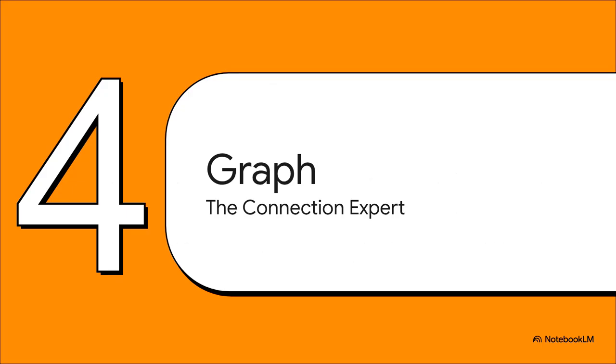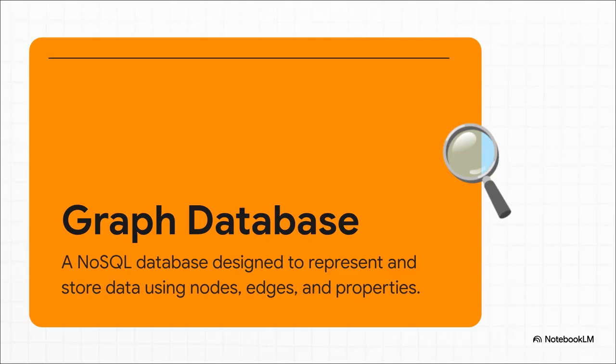Okay, our final tool is definitely the most specialized, and honestly, it might be the most interesting, the graph database. This tool, it's not really focused on storing the data itself, but on the relationships between the data. It's the ultimate connection expert. So how does this thing actually work? Well, it uses a really simple but incredibly powerful model. You have nodes, which are basically the things, people, products, places, whatever. And then you have edges, and those are the relationships that connect them, like knows, bought, or is located in.